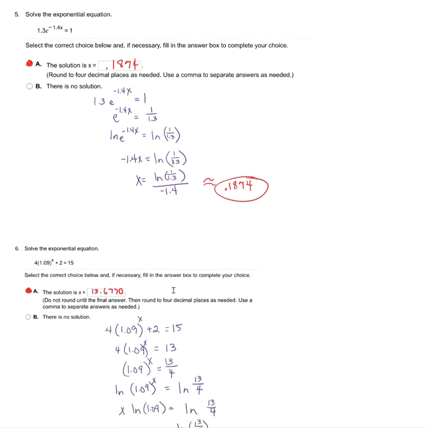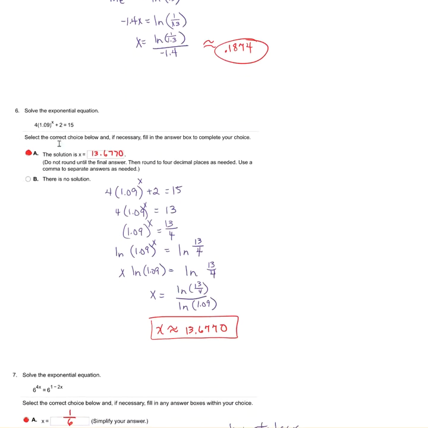Number 6. Okay, we've got this equation. So I wrote it here. We're going to subtract 2. That gives us 13. Divide by 4. We got 13 over 4. Take the ln of both sides. Then the x comes to the front, because that's what we can do with that when it's not e. Divide by ln 1.09. So here's what you'll put in the calculator and get your final answer.